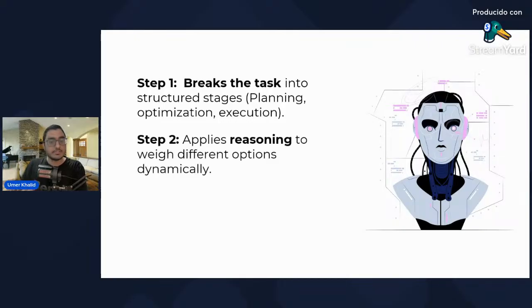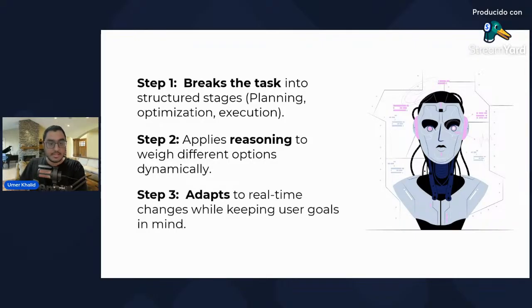Step two is going to apply some reasoning to weigh in different options dynamically. So it's going to apply some reasoning logic to give you different options. And then step three is that it will adapt to real time changes while keeping the user's goal in mind.